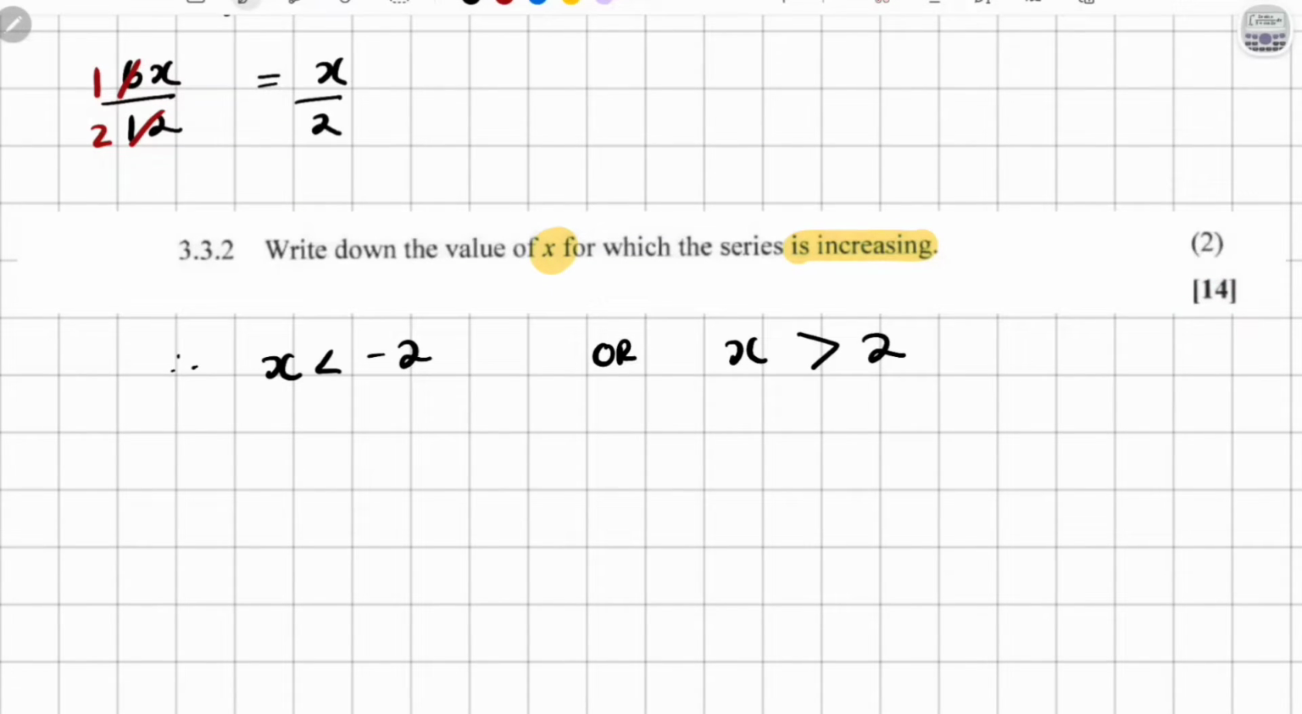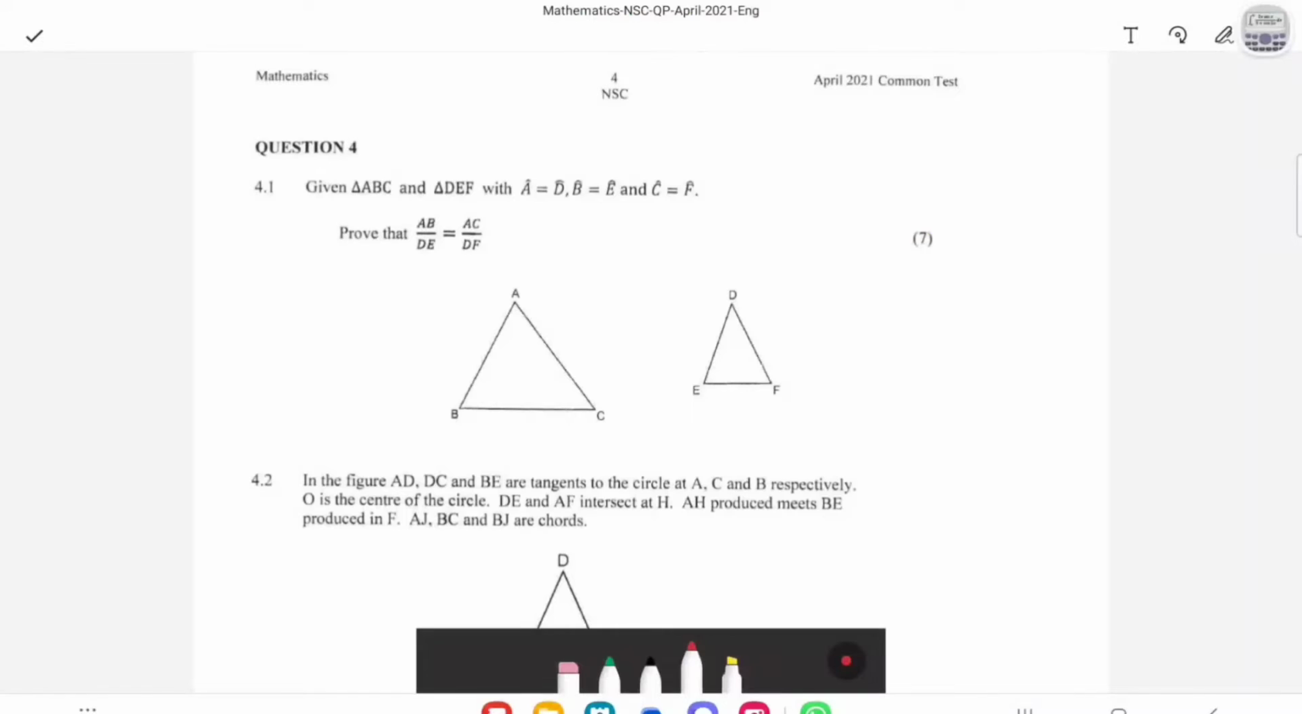And then we move on to question 4, which is on Euclidean geometry. Okay, grade 12. So now we are on question 4. Question 4.1 says, given we have triangle ABC and triangle DEF with angle A being equal to angle D and angle B being equal to angle E and angle C is equal to angle F, you need to prove that AB over DE is equal to AC over DF.